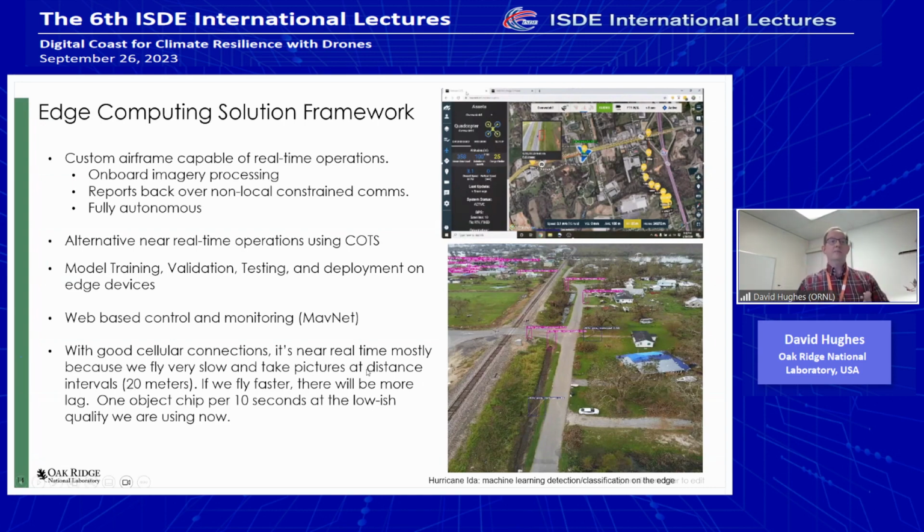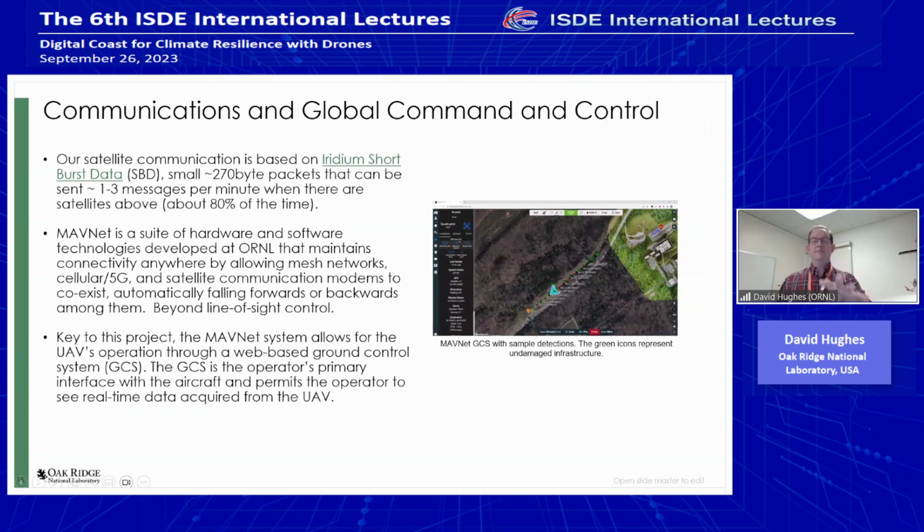Satellite communications considered are from Iridium, outlined here. Due to that seriously constrained pipe, we only send geographic coordinates and a short status message for damage assessment per detection. The ability of MAVNet to allow for mesh network connectivity and beyond line of sight control is a great leap forward in our work.